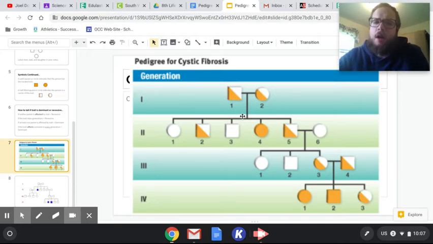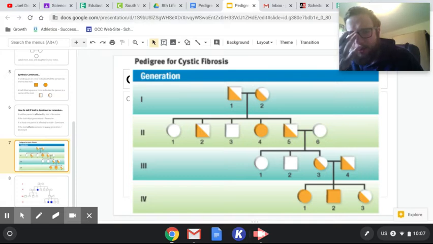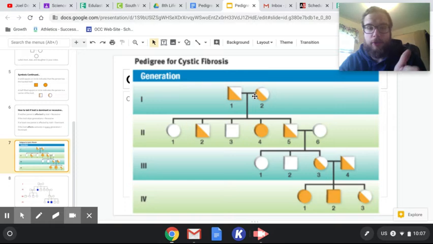Think for a second. Are any of these people affected by the trait in generation 1? You've got mom and dad. Are either of them affected? They're not. They are both what? They're both carriers. So whatever trait this is, we're tracking cystic fibrosis.